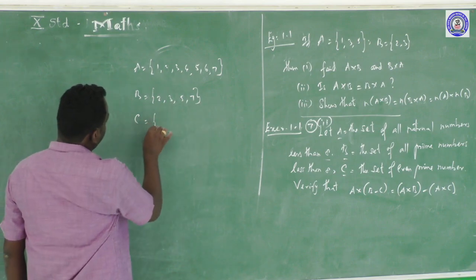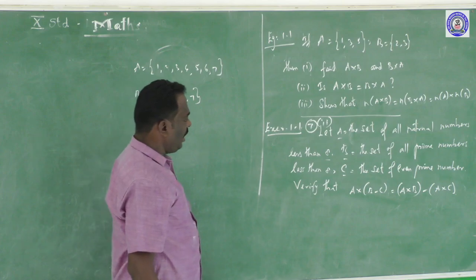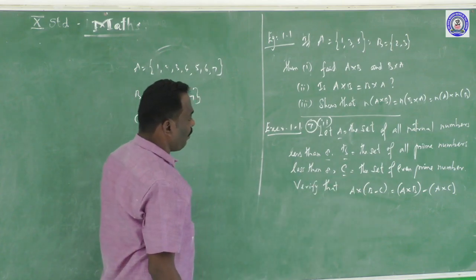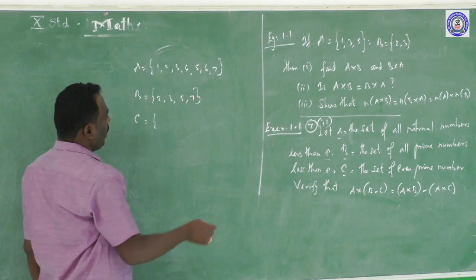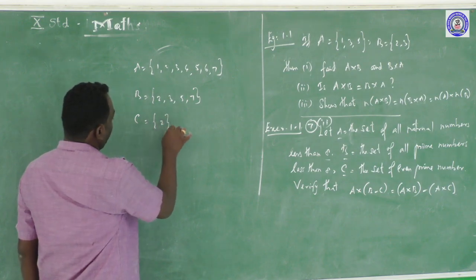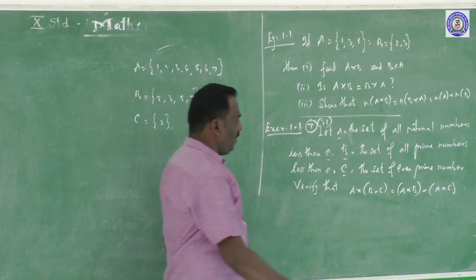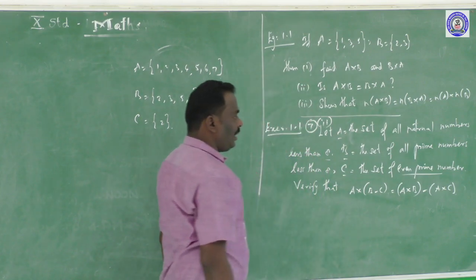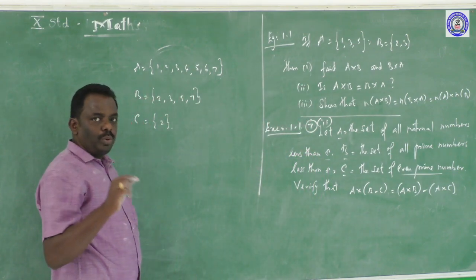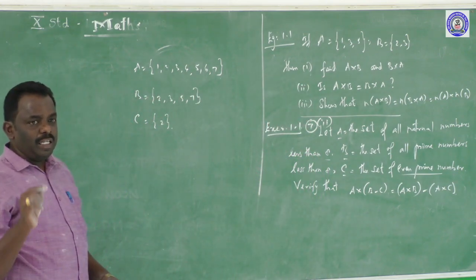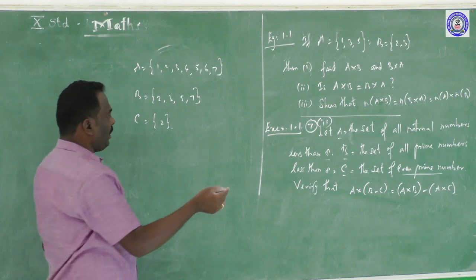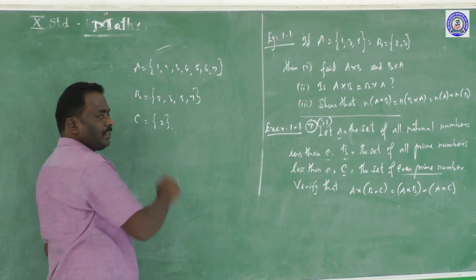Then set C contains the set of all even primes. What is an even prime? Only one number, that is 2. Set of all even primes. That means the even prime is only one even number, and that number is 2. The even prime number is 2.